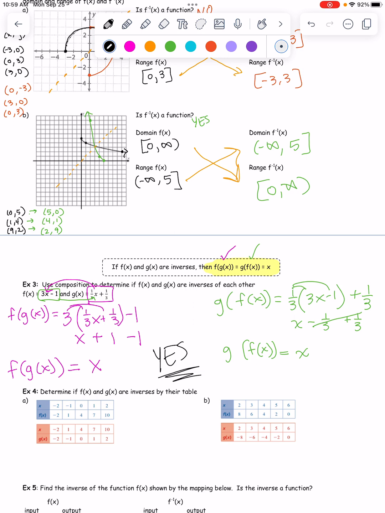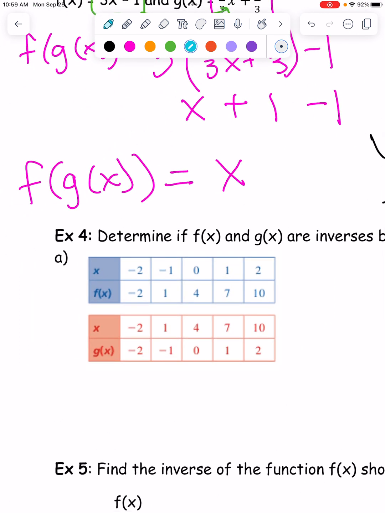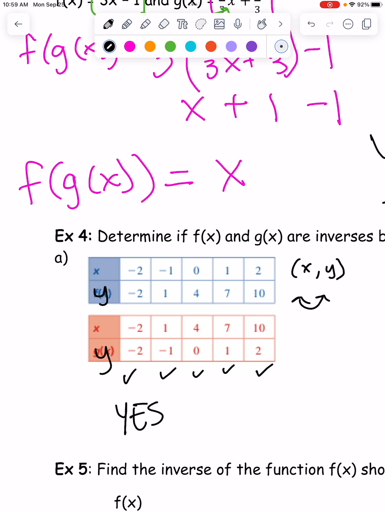To determine if something is inverses by the table, all you're doing is checking to see if the x and the y got swapped. Remember, f of x is the same thing as y. So if my points in this table were (-2, -2), (-1, 1), (0, 4), (1, 7), (2, 10), I'm just taking the x and then the y, it should be switched for this second table. So (-2, -2), (-2, -2), that's okay. (-1, 1) became (1, -1), that's good. (0, 4) became (4, 0), that's good. (1, 7) became (7, 1), that's good. (2, 10) became (10, 2), that's good. So yes, these are inverses.